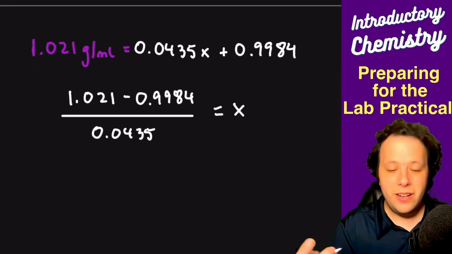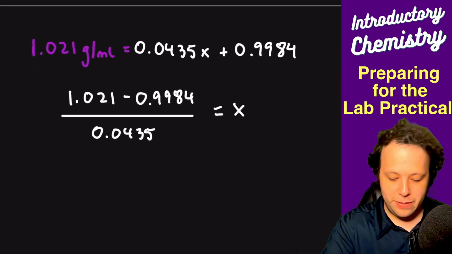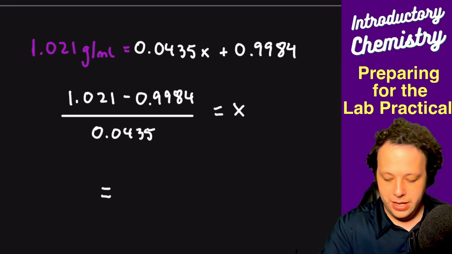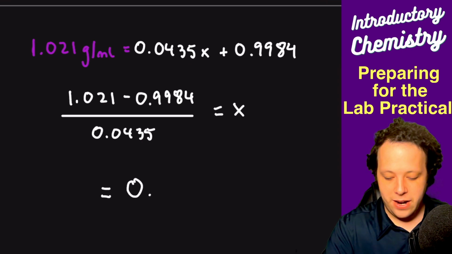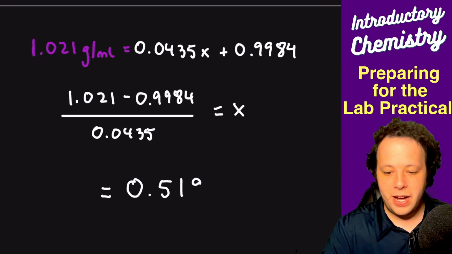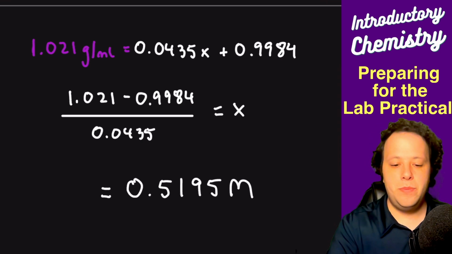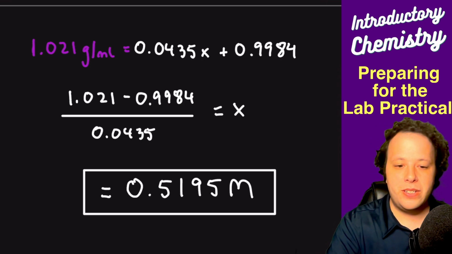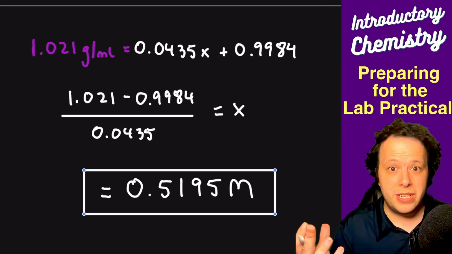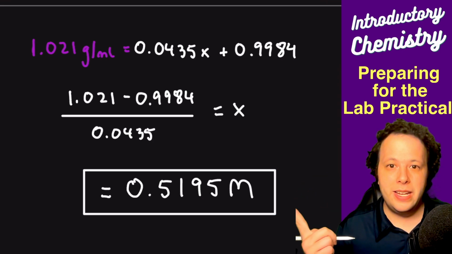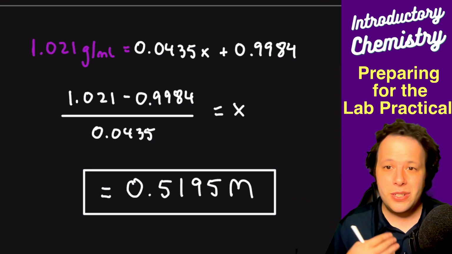So when you solve for that, what you end up getting as a number is your molarity, which is going to be 0.5195 molar. And this is something else you can round to sig figs. Being that everything was 4 sig figs in the data table, you would end up rounding this to 4 sig figs. So this is the idea, right?